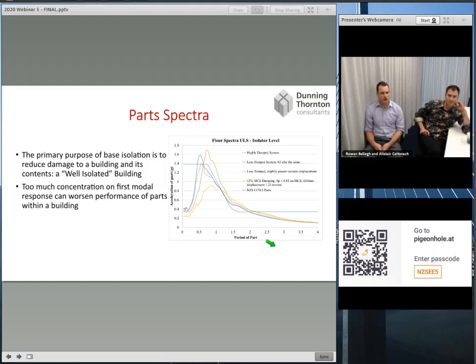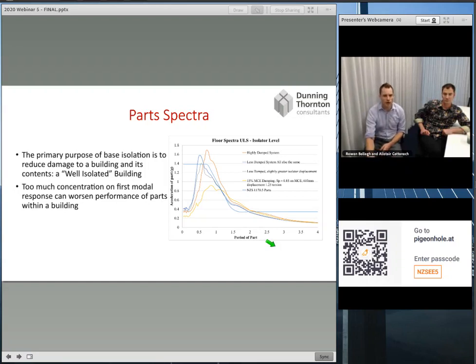So part spectra is, I'd say, almost the extra for experts when it comes to low damage design. When you base isolate a building, generally you get much better performance in terms of low damage than you do for an equivalent non-base isolated building. But when you don't design your isolation well, you don't necessarily get this good performance. If your superstructure period isn't well separated from your isolator period, or if you have too strong a building, you can really significantly amplify the response of various parts within your building.